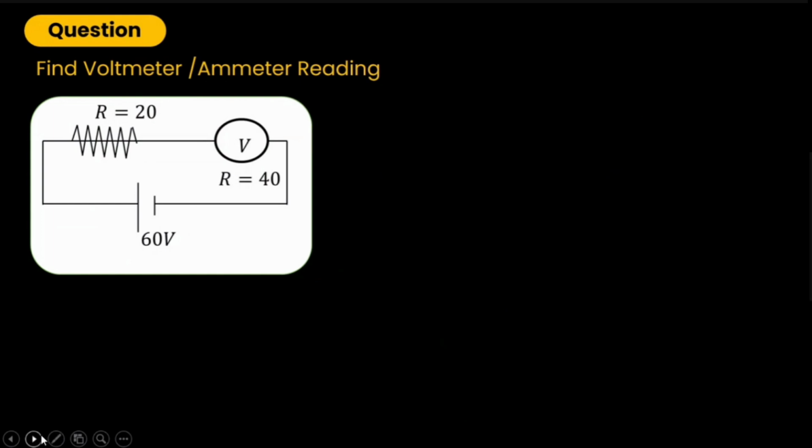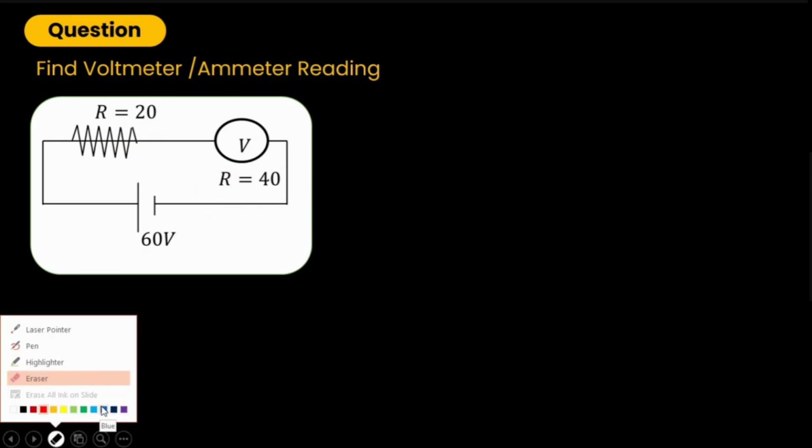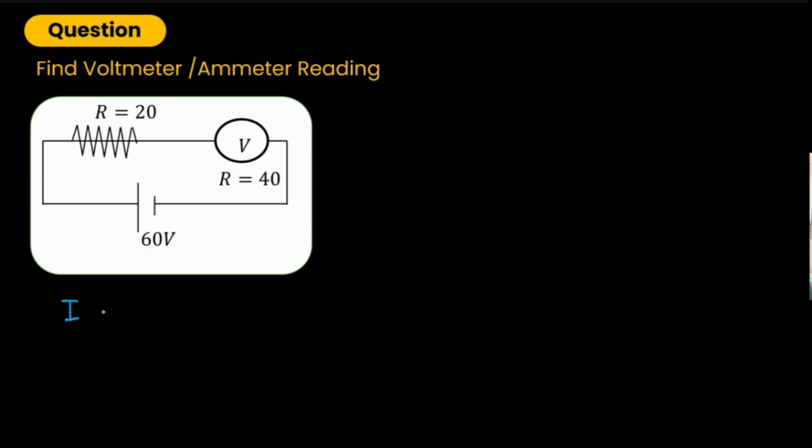So again, there is a question, and the question says that the voltmeter now has some resistance, or you can say this is some component which is connected, which has some resistance of 40 ohms. So just tell me first of all, what should be the current that is flowing from the circuit? 60 volts over... So it should be 1 ampere.